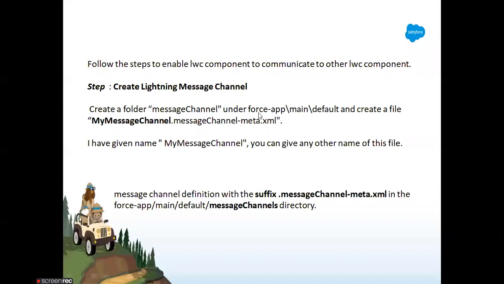That means under force-app, in force-app we have main and then default. So the first step, we need to create a folder with the name of messageChannels, and under this folder we need to create a file. For the file name, you can utilize any unique name, and the suffix that we need to use is .messageChannel-meta.xml file, right?